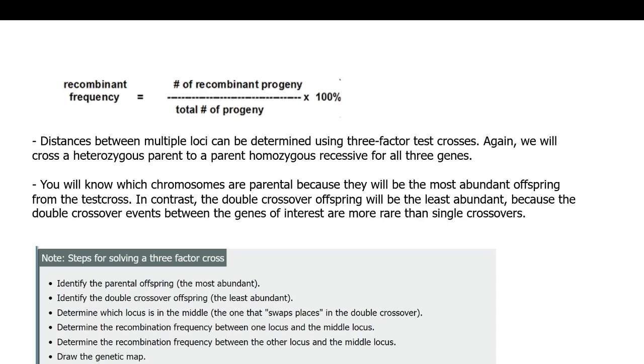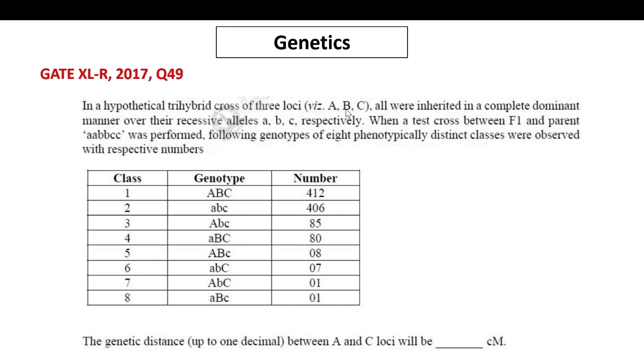Test cross means you are crossing the heterozygous parent to a homozygous recessive for all three genes. Here there are three genes, that is A, B, and C, and the small a, small b, and small c alleles are the recessive alleles. So the parent which comprises the small a, small b, and small c alleles is the recessive parent, the parent having the recessive alleles. So this is after the cross.